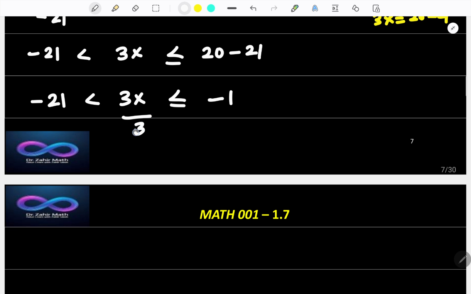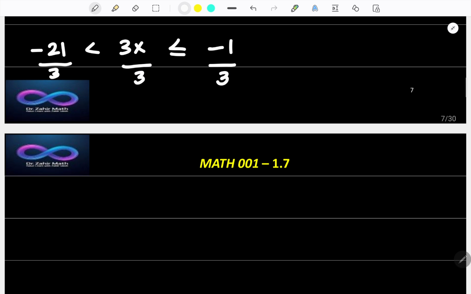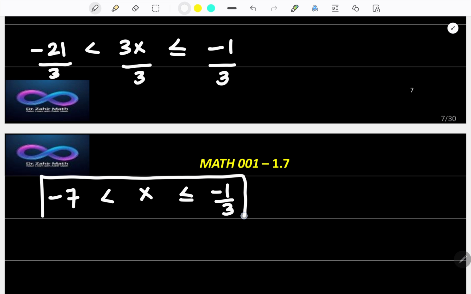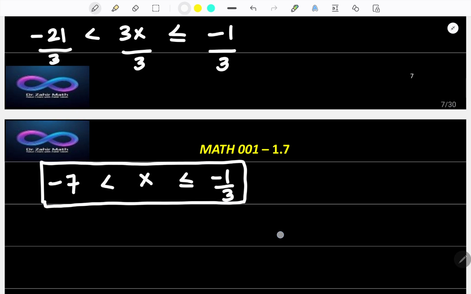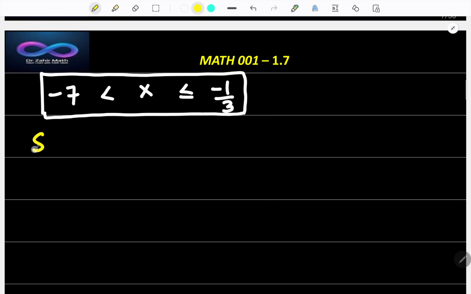So what I'm going to do? I'm going to find the value of x. Divide by 3, divide by 3, divide by 3. 21 divided by 3 is what? Minus 7. Less than 3x divided by 3 is x, less than or equal to negative 1 by 3. So we got the value of x. Clear? Now we are going to do the sketch. So let us do the sketch.